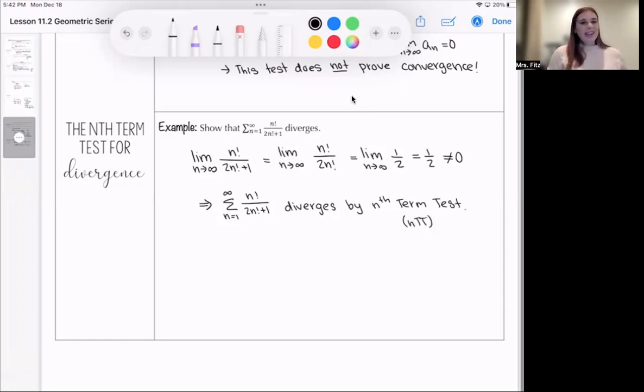Okay, so that's pretty much it. I mean, the nth term test is super simple. All you do is you take the limit as n approaches infinity of the rule. If it doesn't equal 0, you are great. You just say it diverges by the nth term test. But be careful, because if it does equal 0, then the test is inconclusive and you have to use something else.